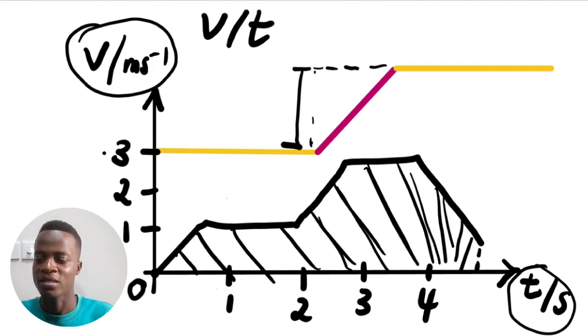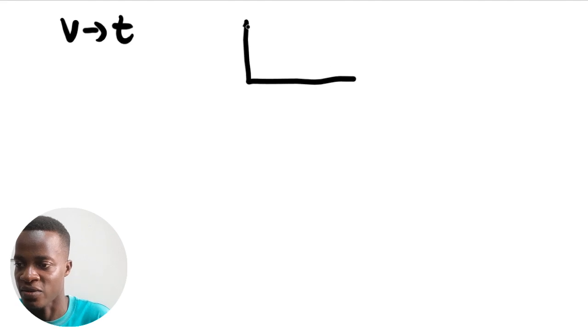There are some questions that we ask, okay, for a velocity time graph, what does the area under the graph represent? And what does the slope represent, right? So let me quickly take you through that. We are talking about the velocity time graph, right? Velocity time graph is like this.